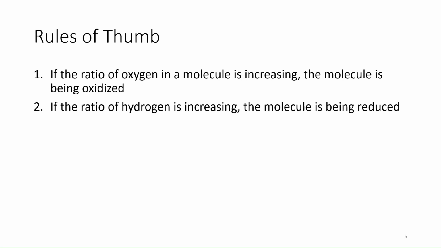Additionally, if the ratio of hydrogen is increasing, the molecule is being reduced. And so we're loading electrons onto that molecule. And that is reduction because electrons are negatively charged. We can flip these two rules on their head here. With rule number one, if the ratio of oxygen declines, then we would not say it's being oxidized. In fact, it's being reduced. And if the ratio of hydrogen is declining, then the molecule is not being reduced, it's being oxidized.